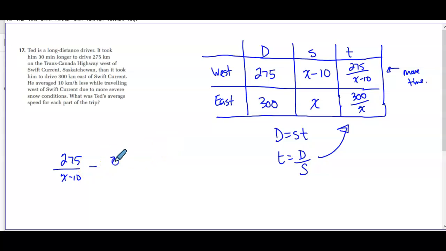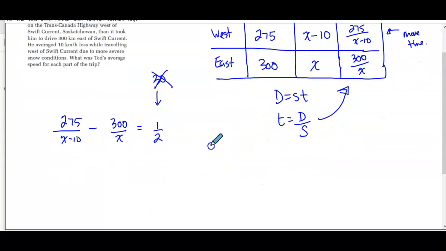If we subtract those times, then we'll get 30 minutes. Now, don't just put 30 here because this is in kilometers per hour. So 30 is half an hour, okay? So be careful of that. So do not put 30. Take a look at the units that you have. All right, so our lowest common denominator here has to have x minus 10, has to have x, right, and has to have 2. So really, we can put the 2x out front.